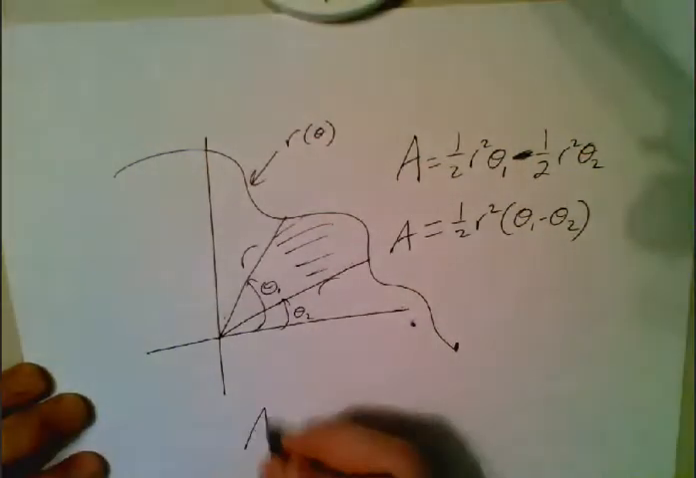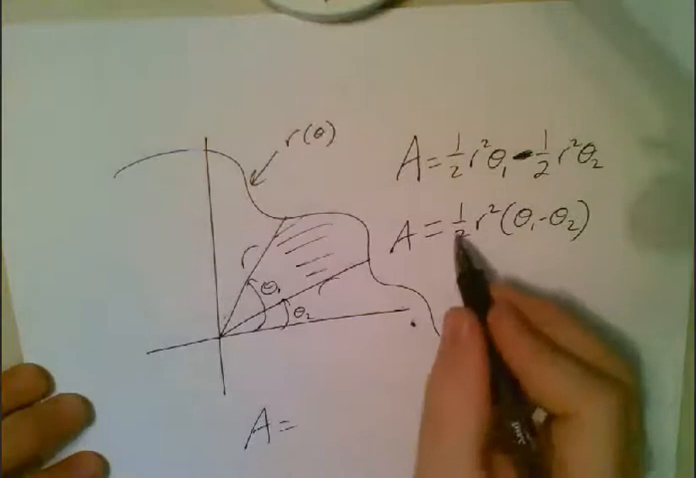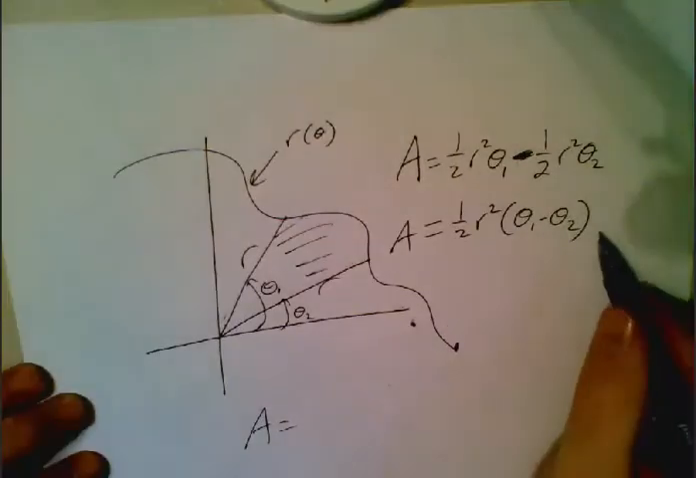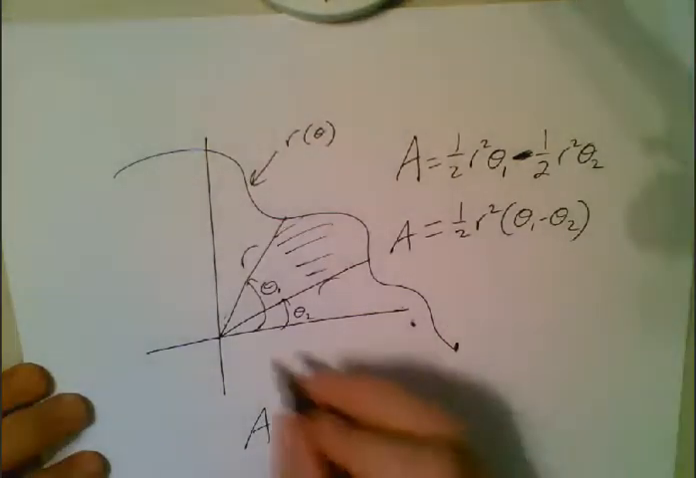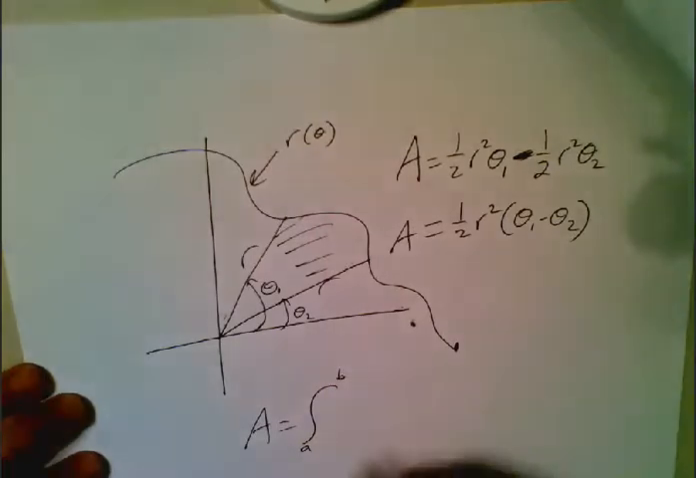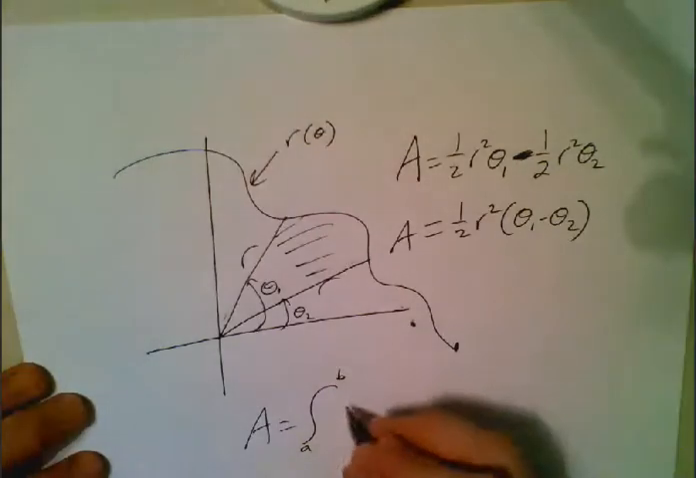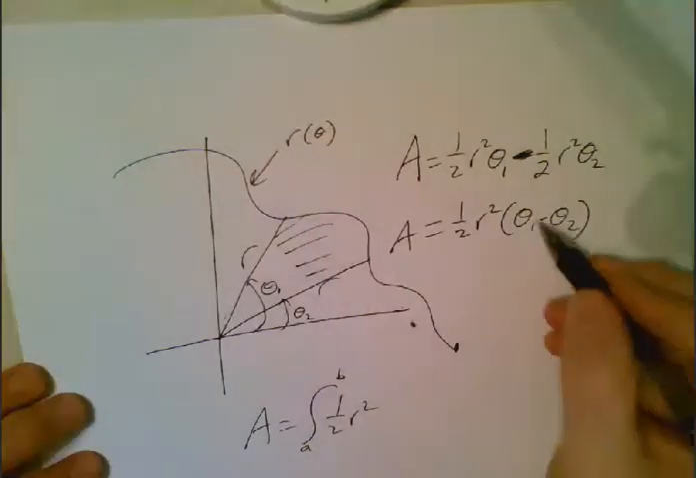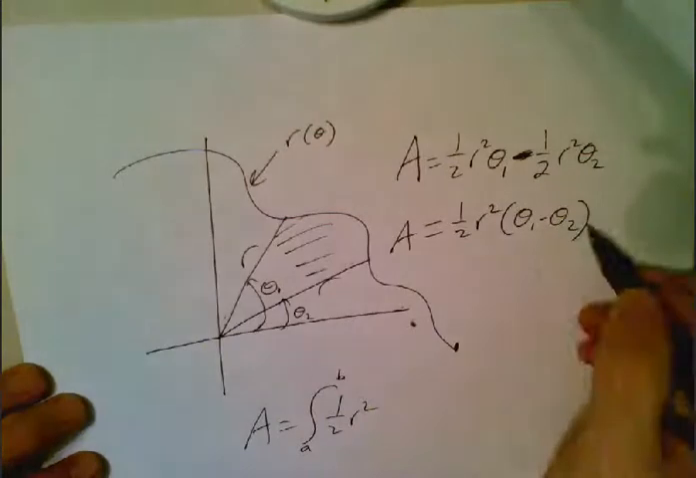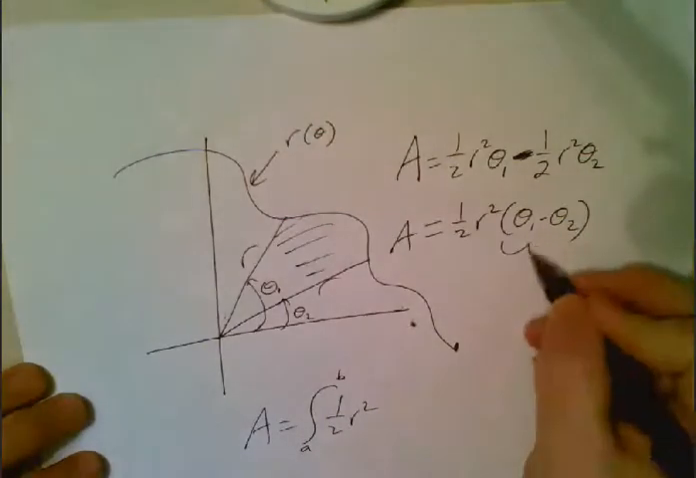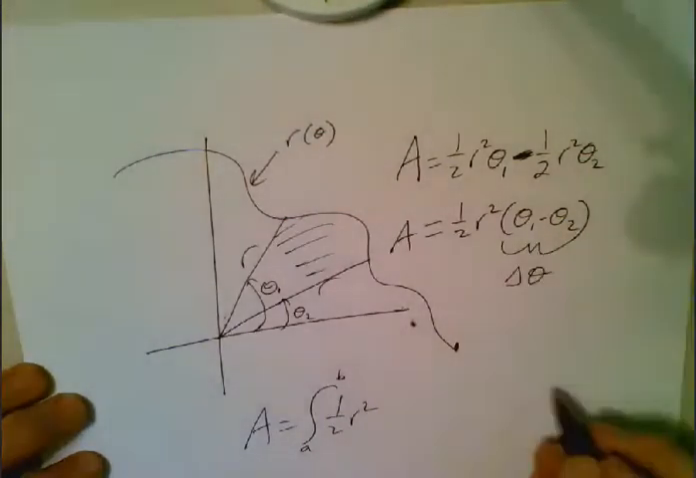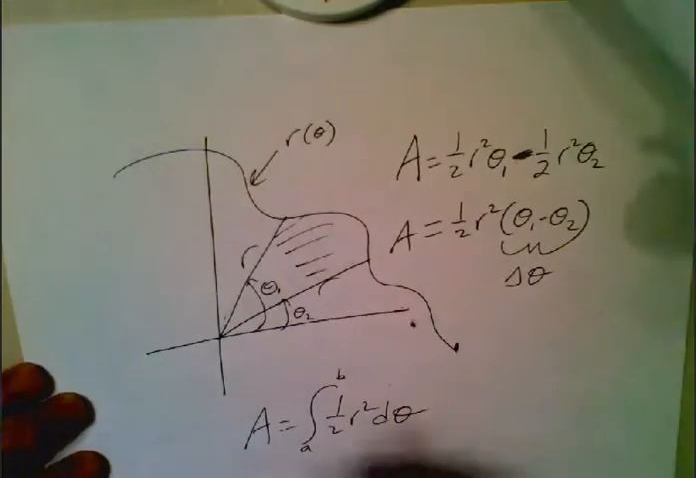So my total area then, I'm going to go ahead and integrate this formula, and that'll add them all up. So the integral, and usually we use a and b for the angles here as well, of 1/2 r squared, and then theta 1 minus theta 2 is the change in theta, right? That's delta theta. Well, of course, we're going to call it d theta. Same idea.